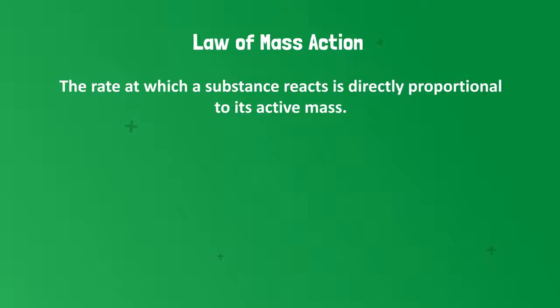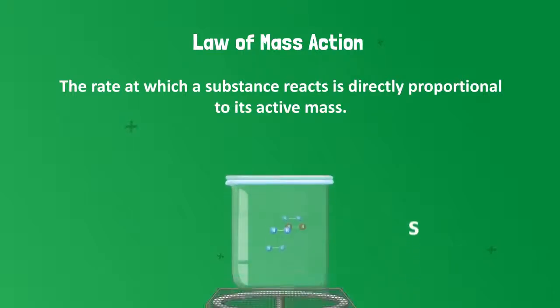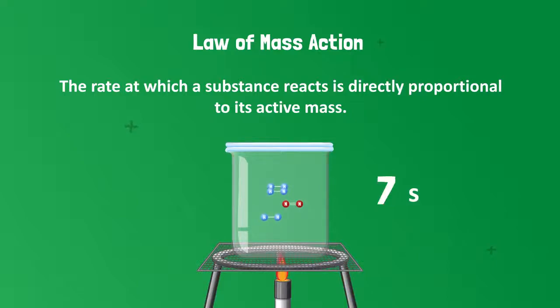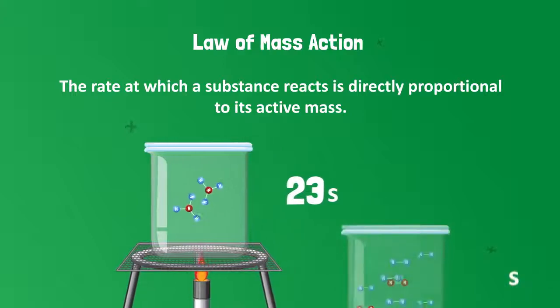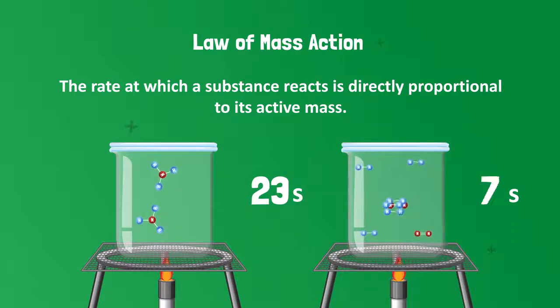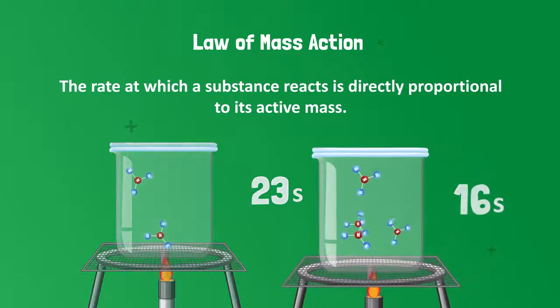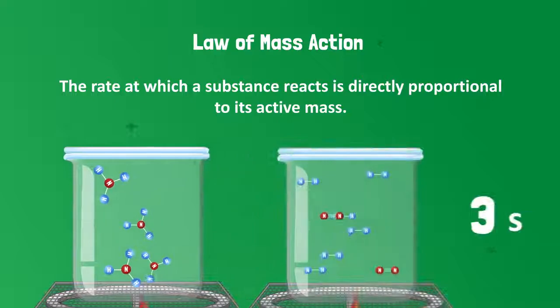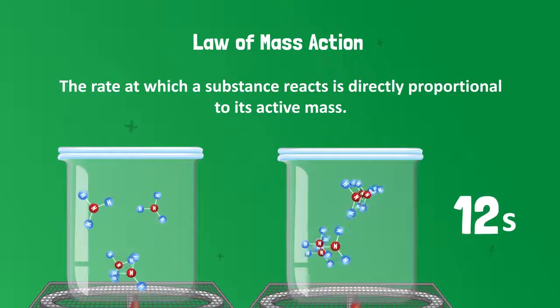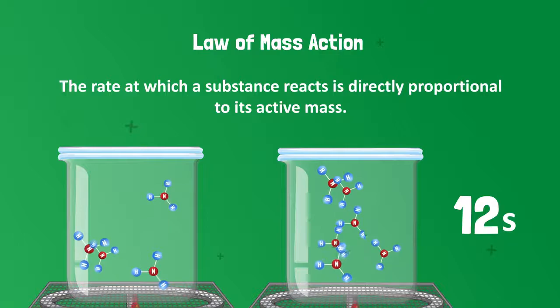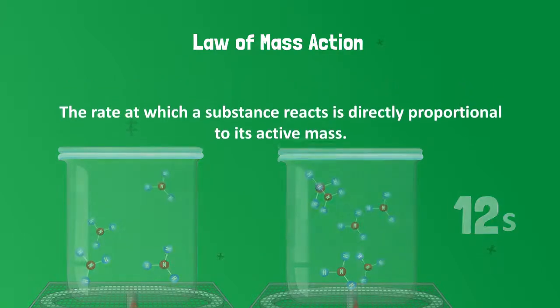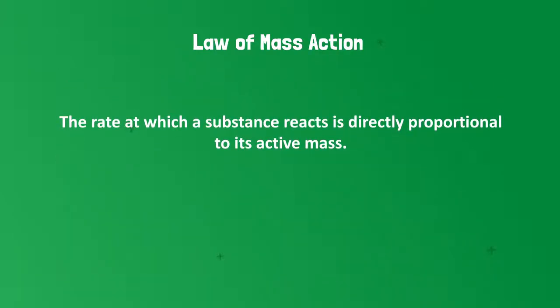Let's look again at the reaction of ammonia production. It will take more time for 1 mole of nitrogen and 3 moles of hydrogen to react than 2 and 6 moles of nitrogen and hydrogen respectively. As the number of hydrogen and nitrogen molecules increase, the likelihood of successful collisions between them to form ammonia also increases. Therefore, the rate at which a substance reacts is directly proportional to its active mass. But how do we calculate this rate?